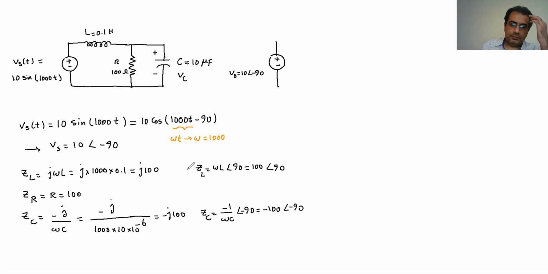Because usually we are going to need both formats, we are going to need the rectangular format, and we are going to need the polar format as well. Anyway, so now I'm going to put here, I have the inductance with the impedance of ZL, which is J100 here.